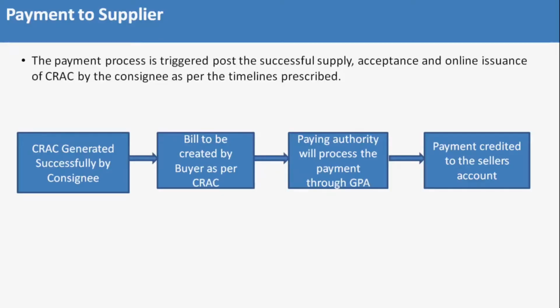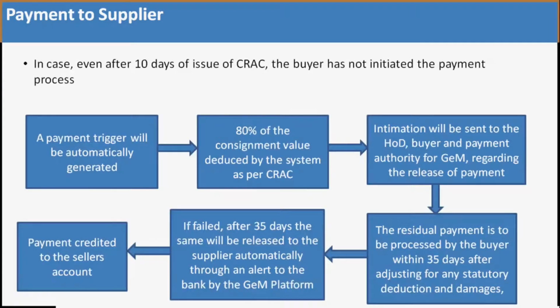The payment process is triggered post the successful supply, acceptance and online issuance of CRAC by the consignee as per the timelines prescribed. Also, in the case even after 10 days of issuance of CRAC, the buyer has not initiated the payment process, a payment trigger will be automatically generated and 80% of the consignment value deduced by the system as per CRAC. Intimation will be sent to the HOD, buyer and payment authority for GeM regarding the release of payment.